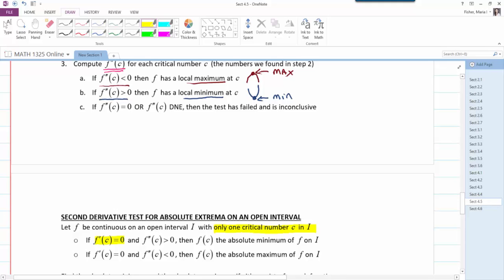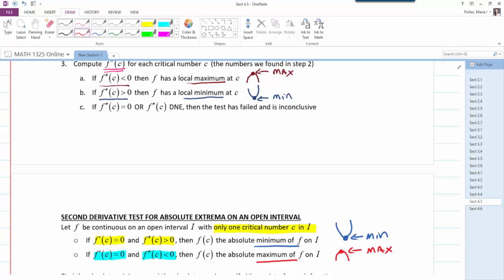If the first derivative is equal to 0 at that point, and the second derivative is greater than 0, so positive, again, remember that means concave up, then you're going to have an absolute min at that value. If the first derivative is 0 at that point and the second derivative is negative, recall that's going to be concave down, well then you're going to have a max at that point. So as long as you're only getting one critical number in the interval that you're looking at, you can use the second derivative test to determine if that is an absolute max or an absolute min.